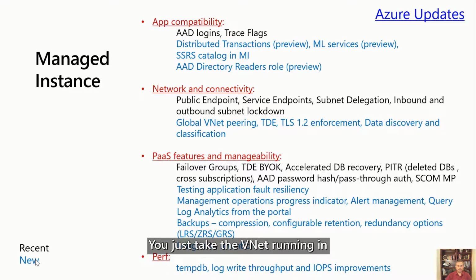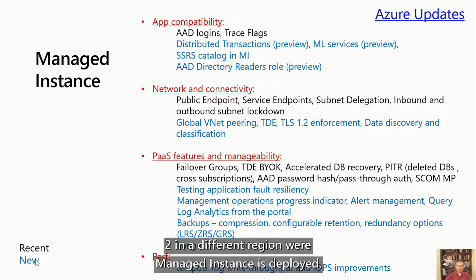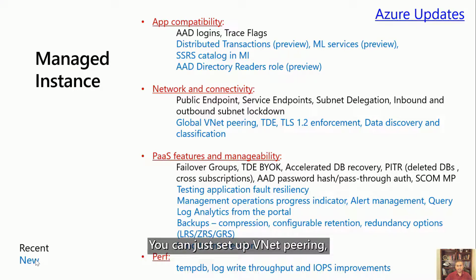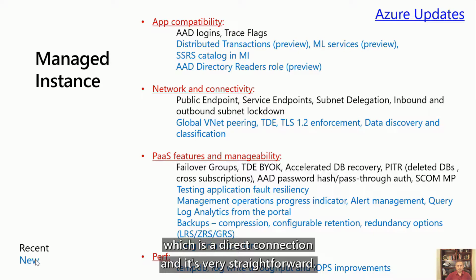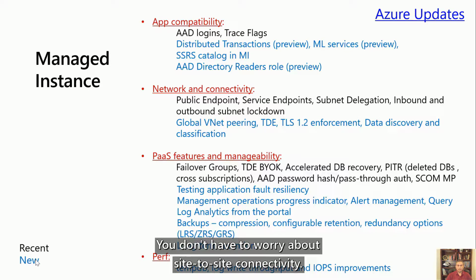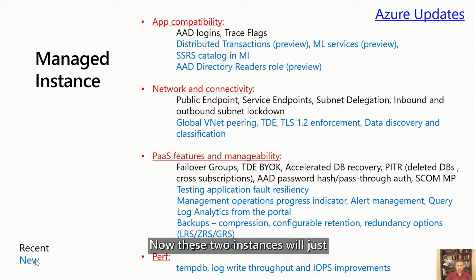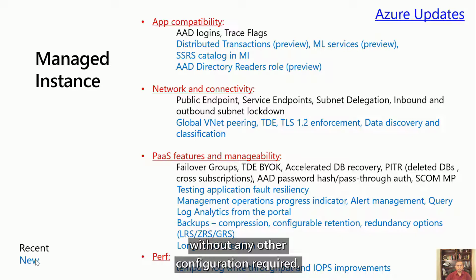You would just take the VNet running in region 1 where a managed instance is deployed, and VNet 2 in a different region where a managed instance is deployed, and you can just set up VNet peering, which is a direct connection. It's very straightforward, and you don't have to worry about site-to-site connectivity. Now these two instances will just seamlessly talk to each other without any other configuration required.